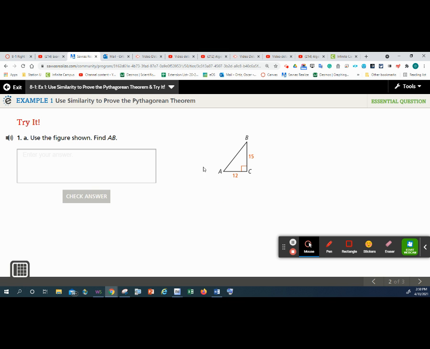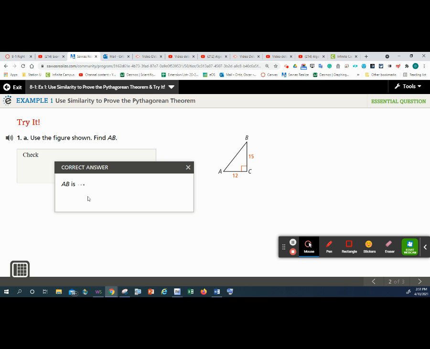So let's see. In this case, if they ask us to find the length of AB, we can use the Pythagorean theorem, raise this leg to the second power plus the length of the other leg to the second power. That'll give us the square of this length. So at the end, if we just take the square root of the answer, it'll give us the result that we are looking for. So give it a try and check your answer here, please.